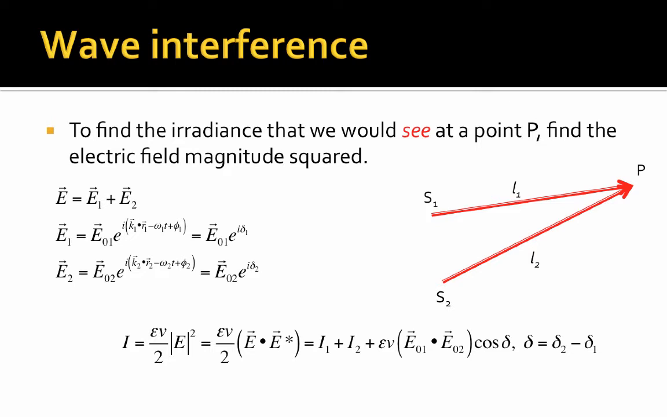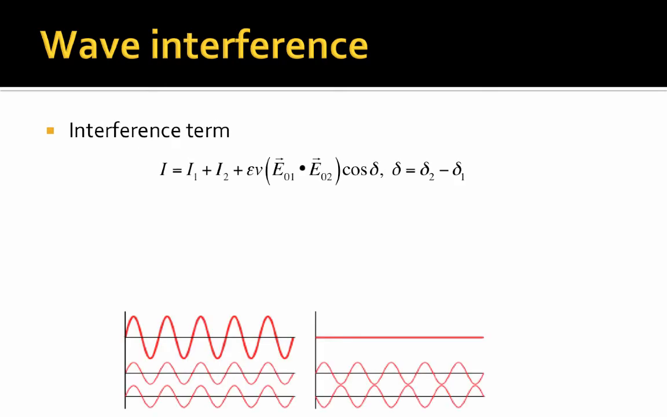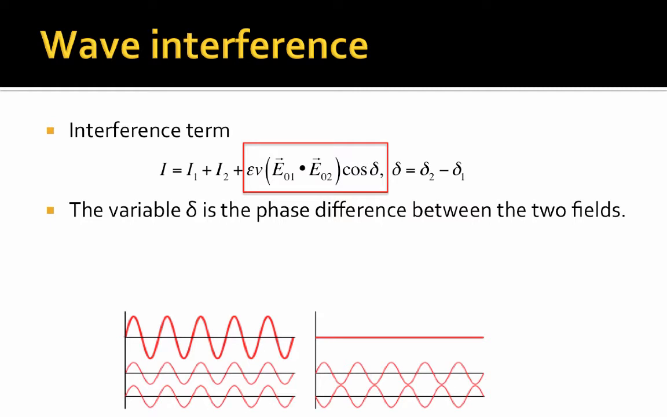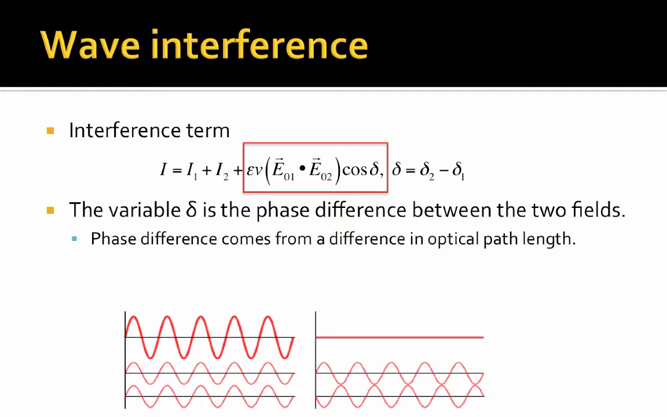I would love to go over the details if you'd like to go through the math separately. So this interference term is part of this expression. The intensity I, or irradiance I, is I1 plus I2 plus this boxed term. This is the interference. It changes with delta. Right? And this delta is the phase difference between the two fields. Delta is delta 2 minus delta 1. We care about this delta.